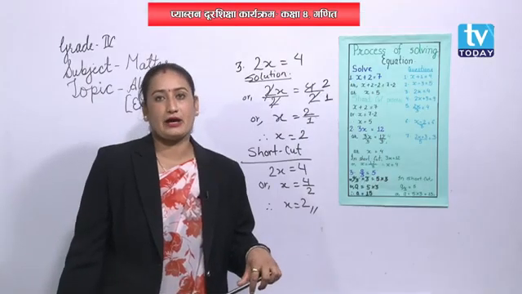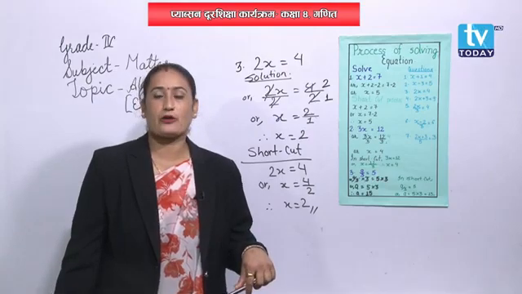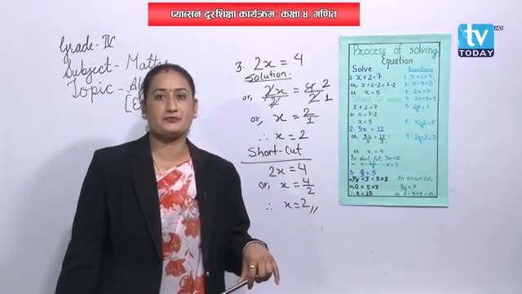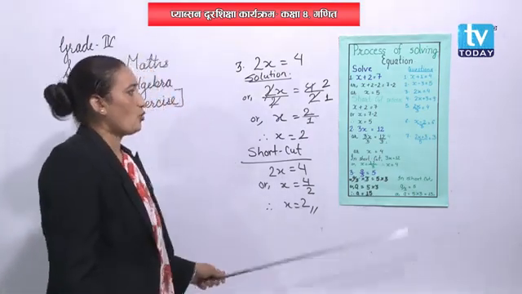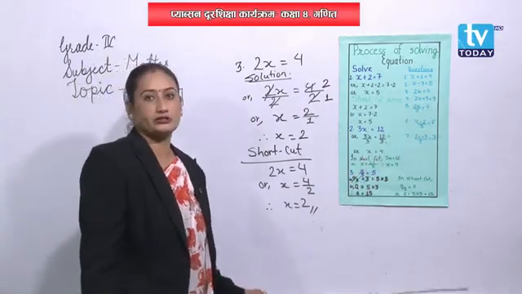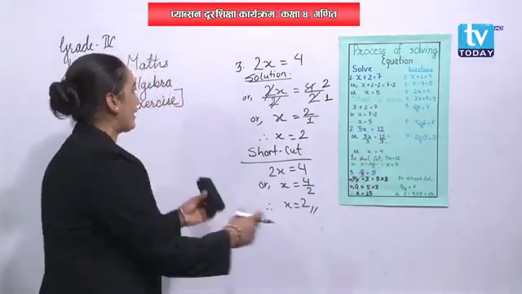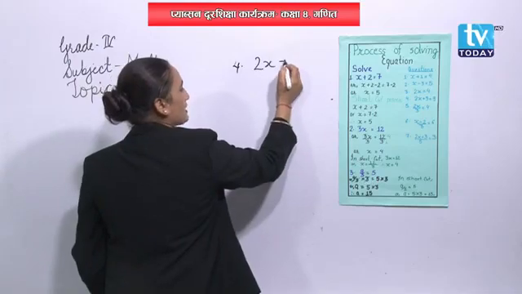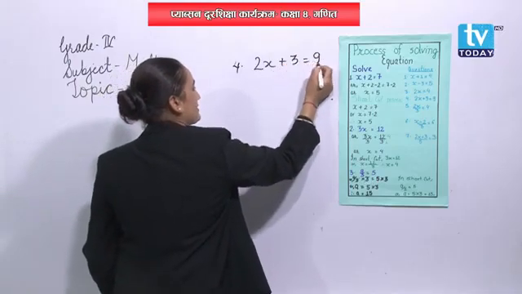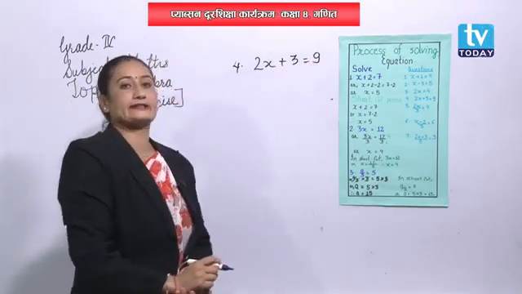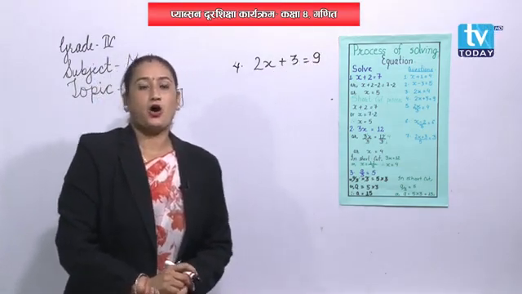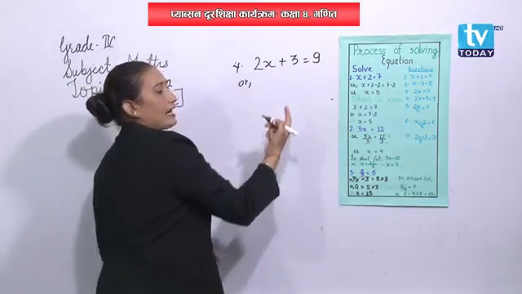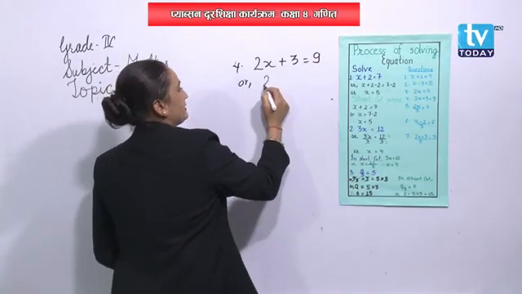Now, let's discuss the next question. Shall we discuss the next questions? Okay, students. What is there in the next question? See here, have a look. 2x plus 3 is 9. Then how to write the answer? Okay, or we can write it directly.